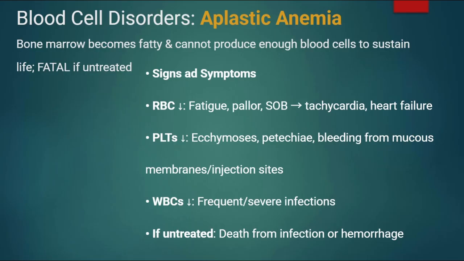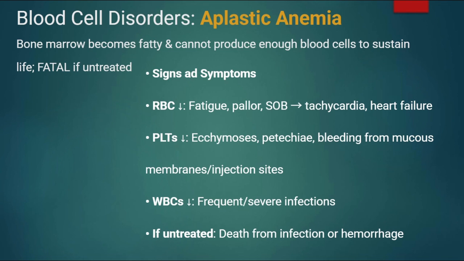With low platelets, the patient is at high risk for bleeding. This shows up as ecchymoses, large bruises, and petechiae, small pinpoint hemorrhages. In severe cases, blood may ooze from mucous membranes, injection sites, or even vital organs, putting the patient at risk for internal bleeding. With low white blood cells, the immune system is severely weakened.